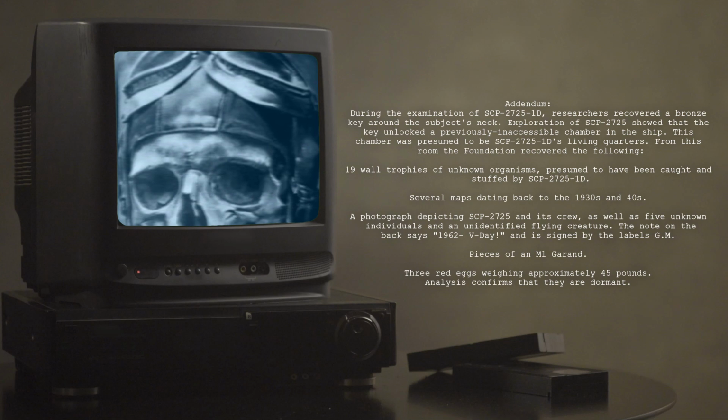been caught and stuffed by 1D, several maps dating back to the 1930s and 40s, a photograph depicting SCP-2725 and its crew, as well as 5 unknown individuals, and an unidentified flying creature. The note on the back says 1962 V-Day and is signed by the label's GM. They also found pieces of an M1 Garand, 3 red eggs weighing approximately 45 pounds. Analysis confirms that they are dormant.